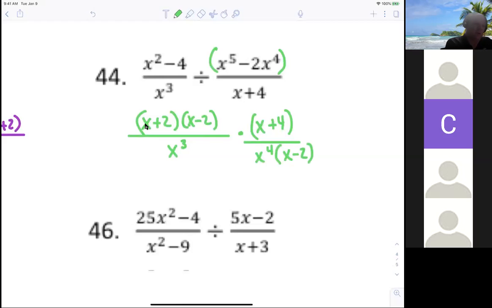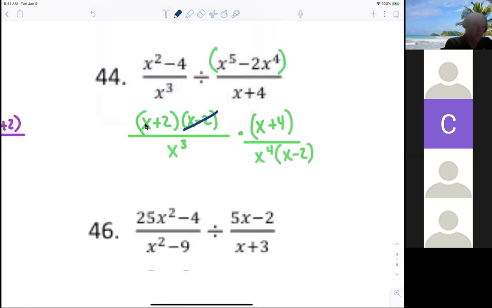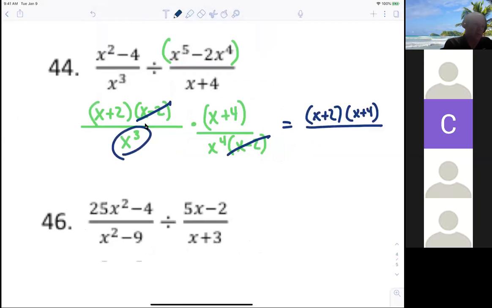Now we start crossing things out here, guys. x minus 2, x minus 2. Wow. That to me looks like all that can cancel. All right, so we put our equal sign, x plus 2 on the top, x plus 4 on the top. Now there's x cubed and x to the 4th, which makes x to the 7th on the bottom.